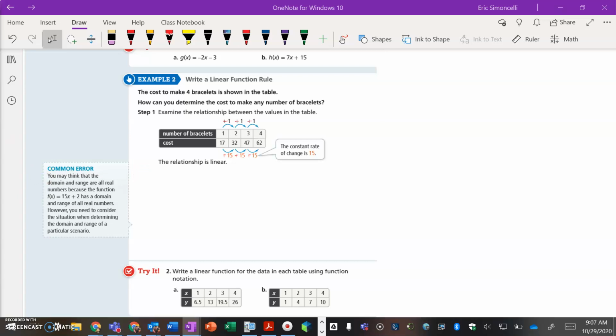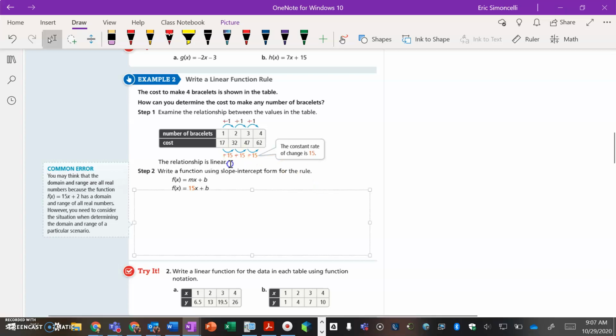Very important to highlight how the two connect. So let's move on. We do have more to discuss here. In step 2 it says write a function using slope-intercept form for the rule. f of x, instead of y, is equal to mx plus b. f of x equals 15x plus b. As I described earlier, m, your constant rate of change of 15, is being applied as your rise over your run, or change in y's over change in x's. Step 3, find the value of b.